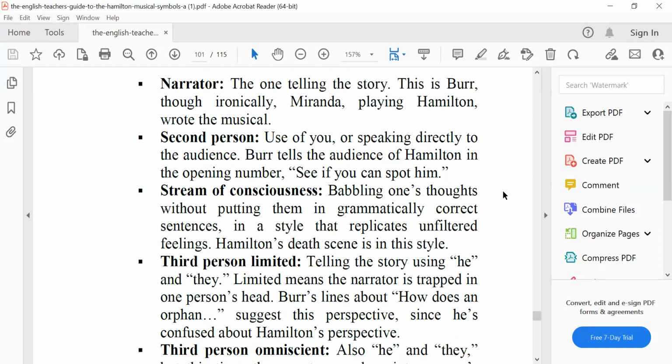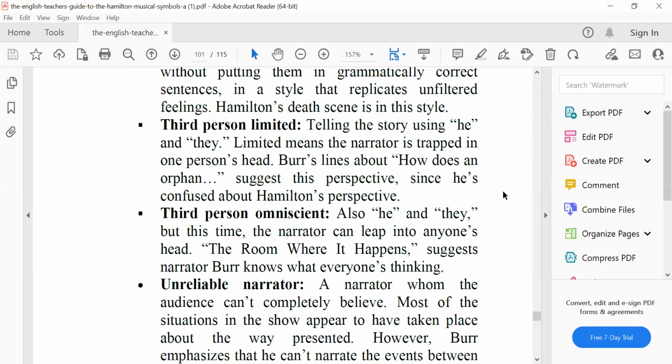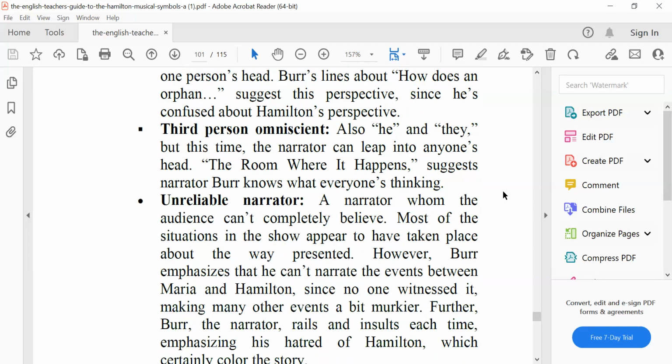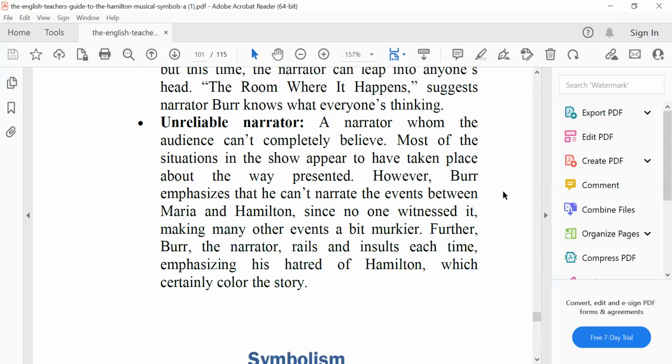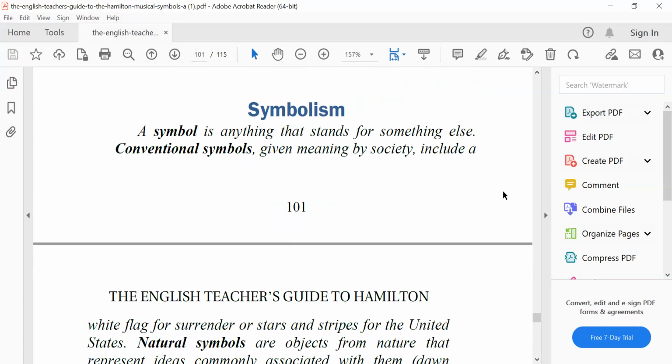Could have multiple narrators. Could babble everything in stream of consciousness like Hamilton's death scene. Your third person, he or she, could know everything that's going on or be really puzzled about what everybody else is thinking because they don't have access to other people's heads. We also could have a narrator that we don't trust, an unreliable narrator who doesn't know stuff or doesn't understand what's happening or even is totally lying to us. Burr's hatred of Hamilton does make us not completely trust his view of events. So that was some point of view.